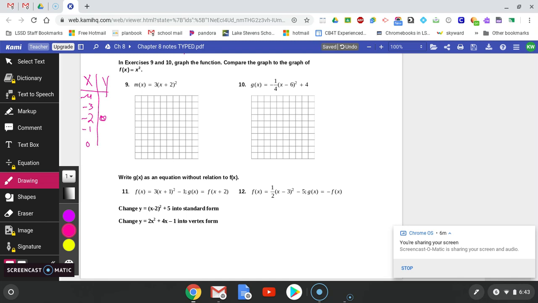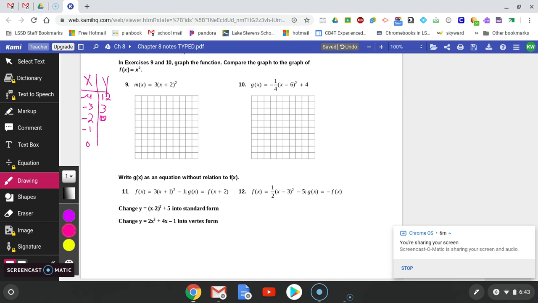So when I plug in a negative 4, plus 2 is negative 2. When I square a negative 2, I get 4, and 4 times 3 is 12. When I plug in a negative 3, plus 2 is a negative 1. When I square a negative 1, I get a positive 1, and 1 times 3 is 3. I can check the negative 2. Negative 2 plus 2 is 0. 0 squared is 0. 0 times anything is 0.